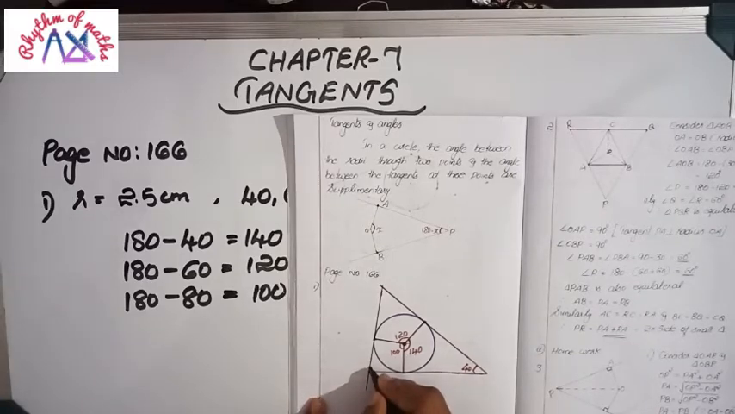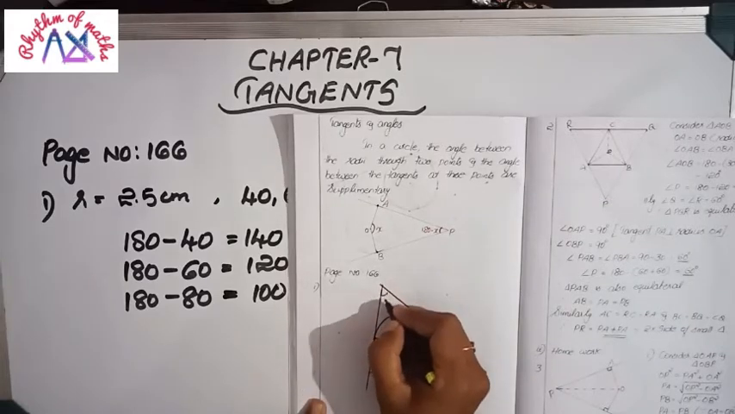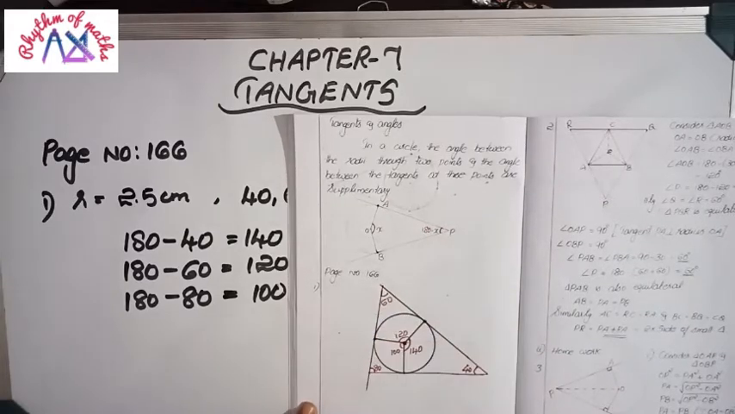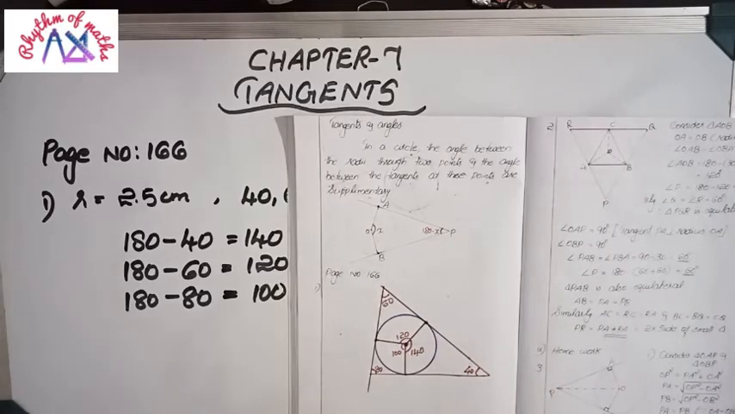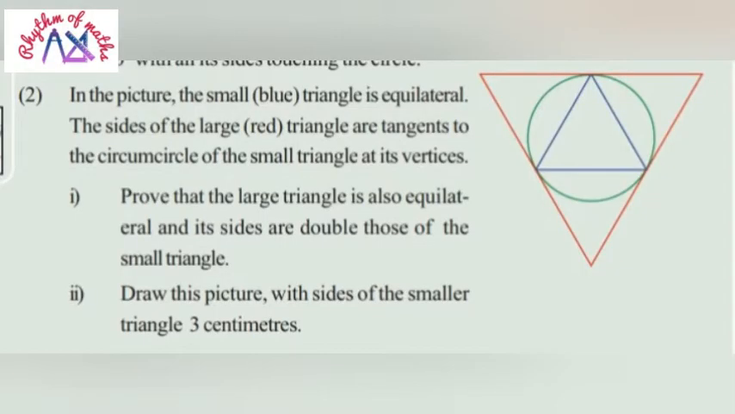Here 100 means this angle will be 80 degrees. Here 120 means this angle will be 60. So we got a triangle of 40, 60, 80 with the sides touching the circle of radius 2.5 centimeters. So this is the method to draw. Very important question. Next, question number 2.